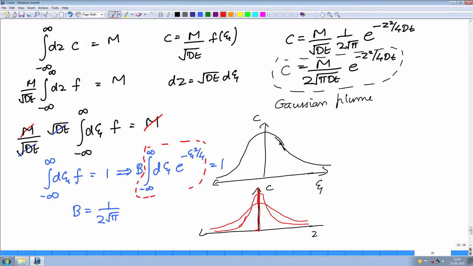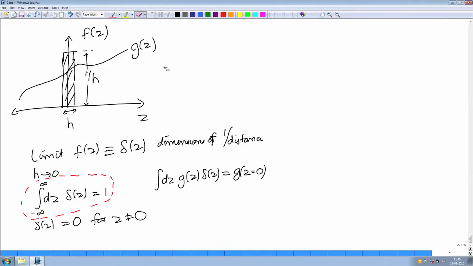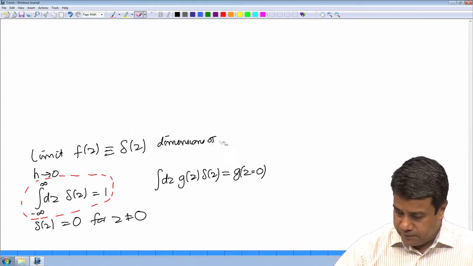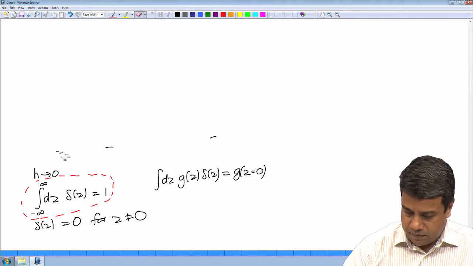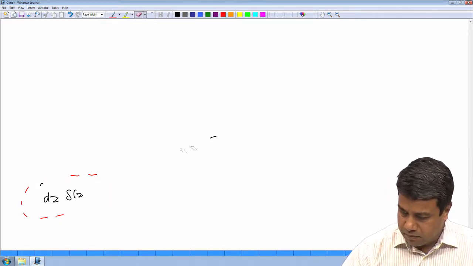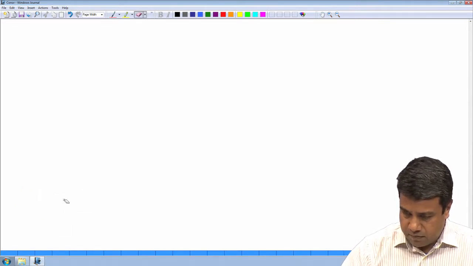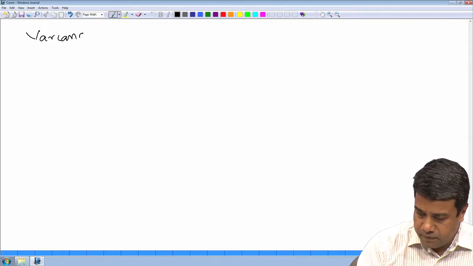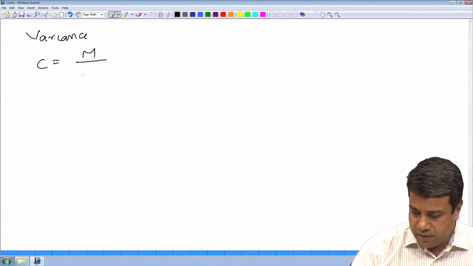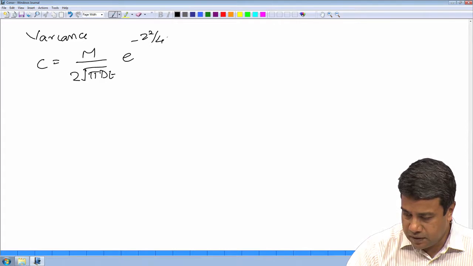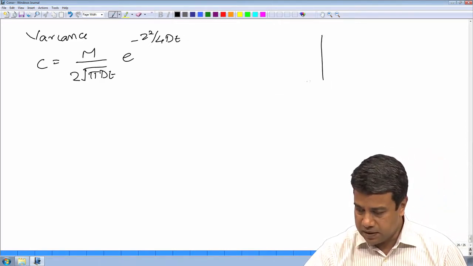And this spread you can actually calculate, you can calculate the variance of the spread by simply taking the variance. So let us get rid of this delta function here since we already completed it. I know that concentration is equal to m by 2 root pi dt e power minus z square by 4 dt, and that has a shape that looks something like this.